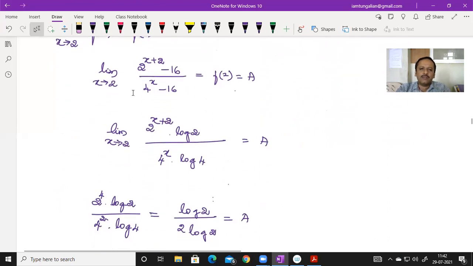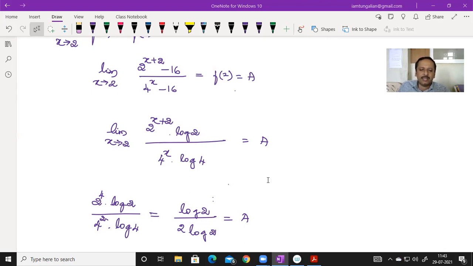So now if we directly apply the limit, 2 plus 2, 4 here. 2 power 4, that is 16. 16 minus 16, numerator is 0. Denominator, putting x as 2 will give you 4 square, which is 16, minus 16, 0. 0 by 0 is an indeterminate form. So I will use L'Hospital's rule. Derivative of 2 power (x plus 2) is 2 power (x plus 2) into log 2, into the derivative of x plus 2, which is 1, so I am not mentioning it. Minus 16, whose derivative is 0. Denominator, 4 power x is there. The derivative of 4 power x is 4 power x into log 4.